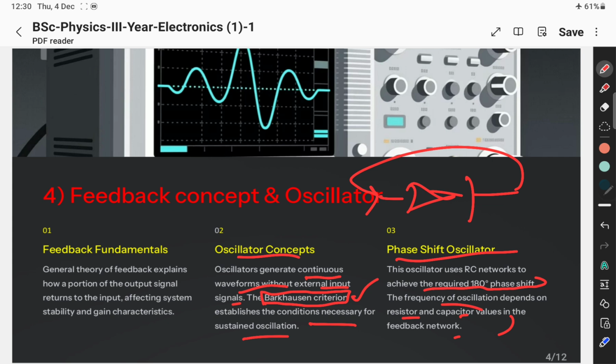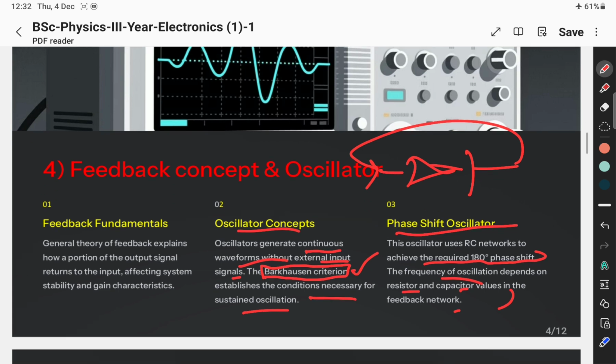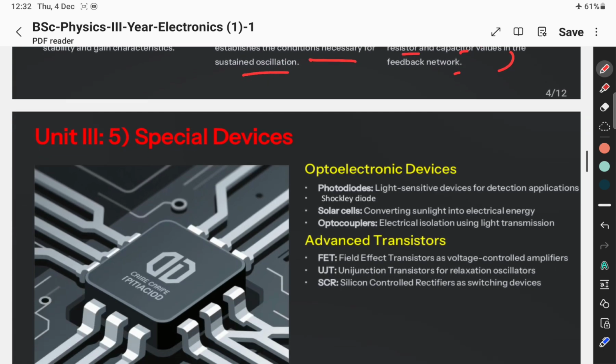Moving ahead, this unit on feedback concept and oscillators is all about making signals stronger and more continuous. Once you grasp one amplifier or oscillator concept, the rest are just variations. It's like learning different versions of the same topics. Okay, next coming to unit 3.